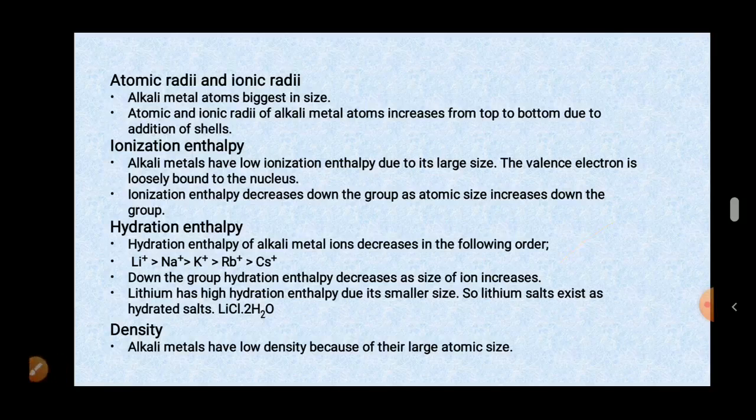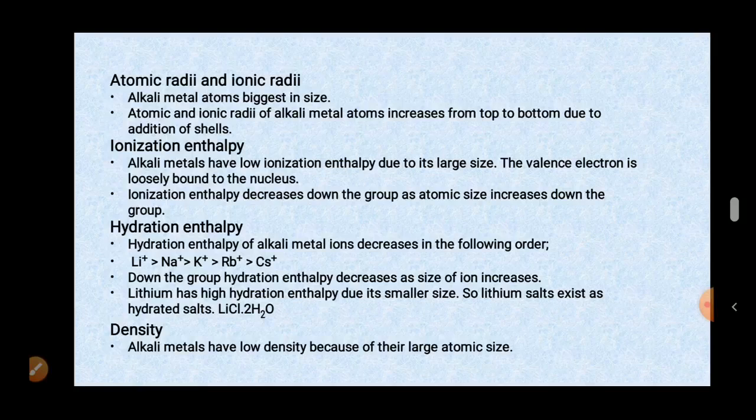The next property is atomic radii and ionic radii. I already explained the definition of atomic radii and ionic radii. Atomic radius is nothing but the distance from the center of the nucleus to the outermost shell. That is the definition of atomic radius. This is already explained in the classification of the periodic table. So how does atomic radii vary?